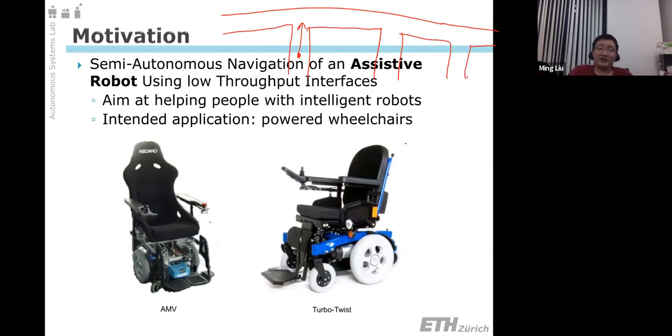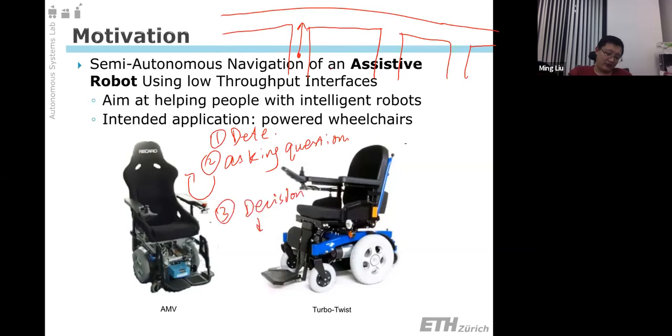Then I will detect this signal and propose another question: do you want to turn right? And then the person will think of an answer. If that's a no again, probably this person just wants to come back, or just stay somewhere. Then you keep on asking questions again and again. Finally, if there is a decision, you will do the execution to the wheelchair.